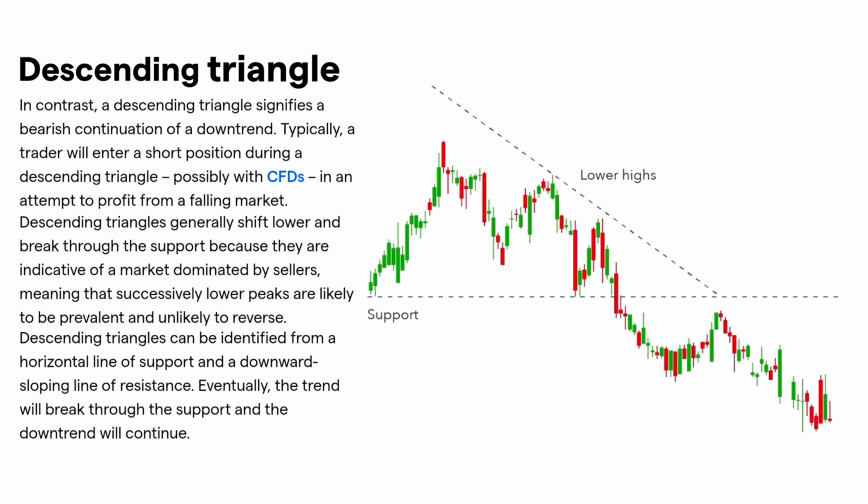Descending triangles can be identified from a horizontal line of support and a downward sloping line of resistance. Eventually, the trend will break through the support and the downtrend will continue.